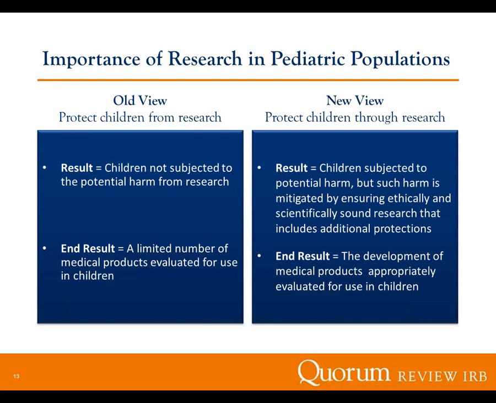We can protect children through research. The result here is children are subjected to potential harm by being in the research. However, such harm can be mitigated by ensuring ethically and scientifically sound research that includes additional protections for this vulnerable population. Now, the end result of this new view is the development of medical products appropriately evaluated for use in children. So with more products evaluated for use in children, children are actually better protected, because then you have products specifically evaluated for children, so you can have the dosing more accurate and also have more therapies available to the pediatric population.